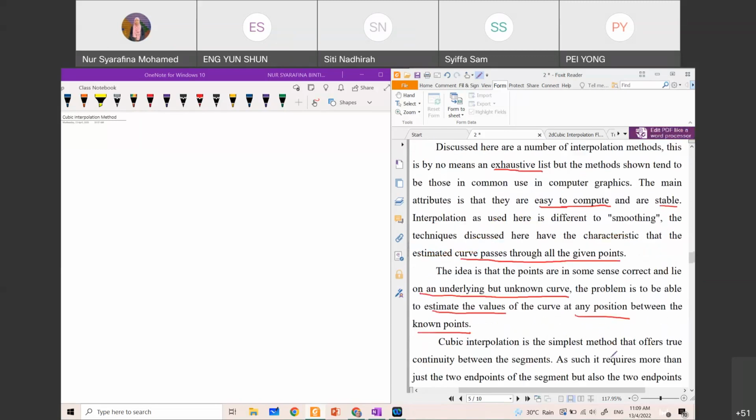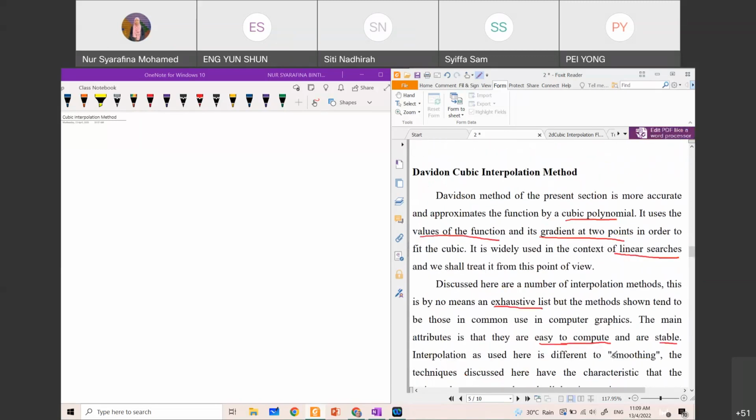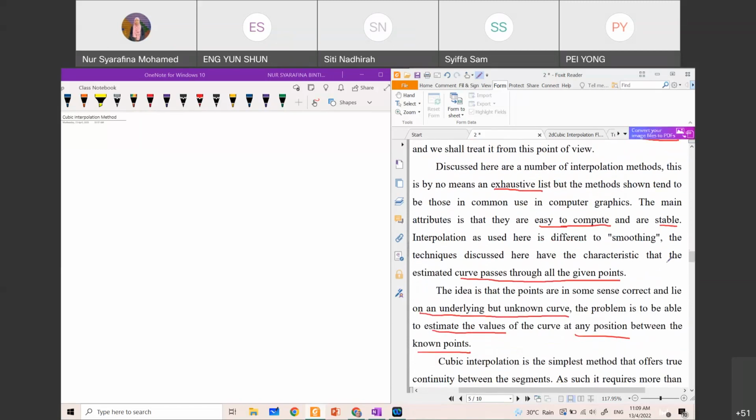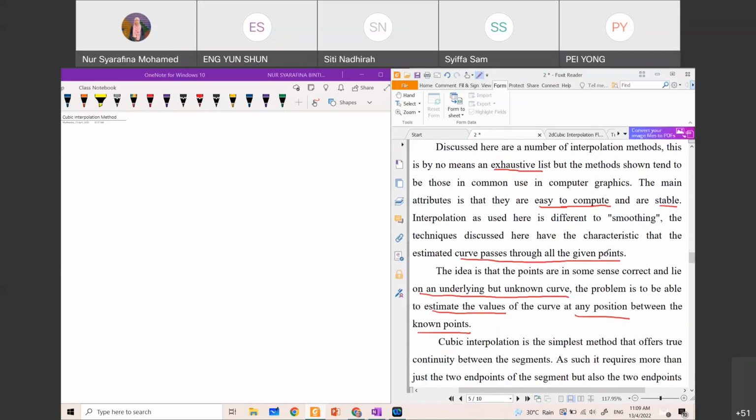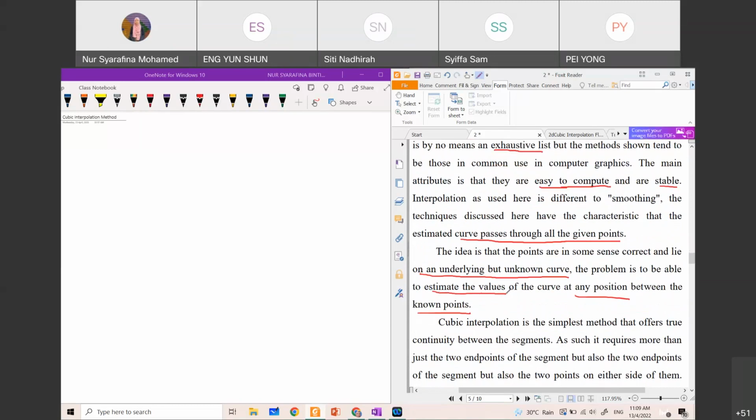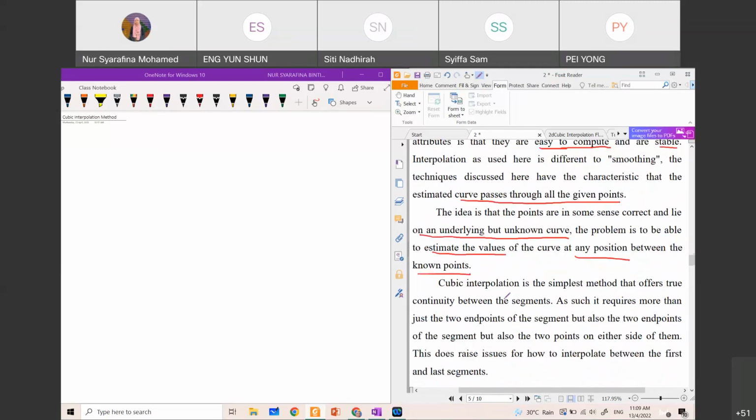So to summarize, we use the cubic interpolation method to fit a cubic polynomial. We find values and gradients on line searches, where the curve passes through all the given points, and we can use it to estimate the values of the curve at any position between the known points.